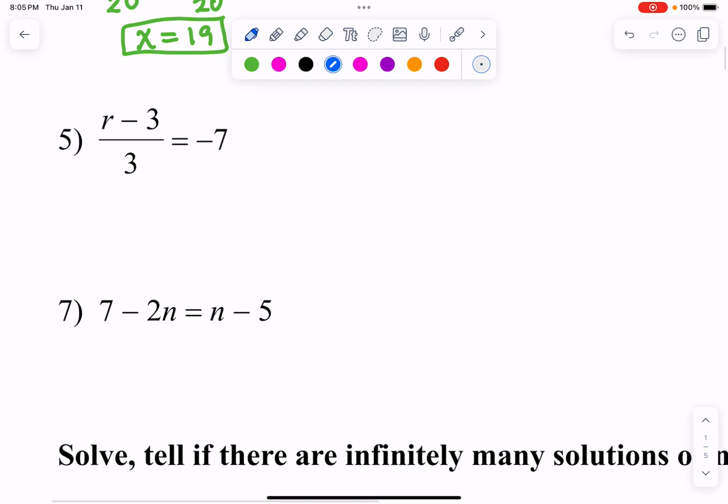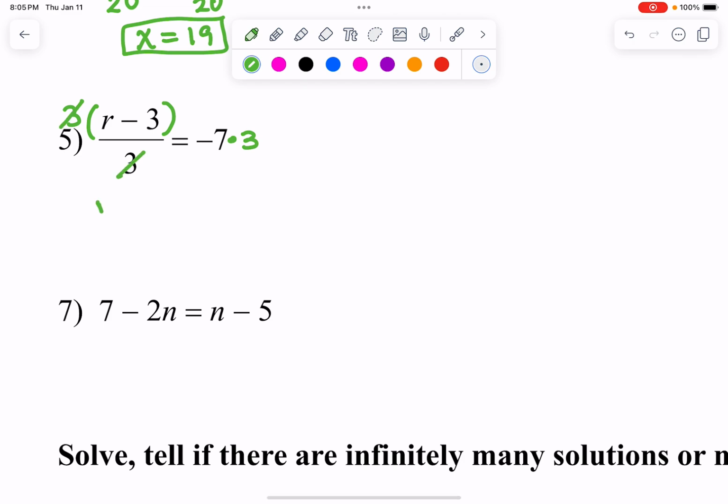Now let's take a look at some multiple step problems. Number 5 is one of those tricky problems. I can't get to the 3 in the numerator here. It's being trapped by this 3 on the bottom. So this is the one time where we have to go ahead and get rid of that 3 first by multiplying both sides by 3. 3 divided by 3 reduces down to 1.